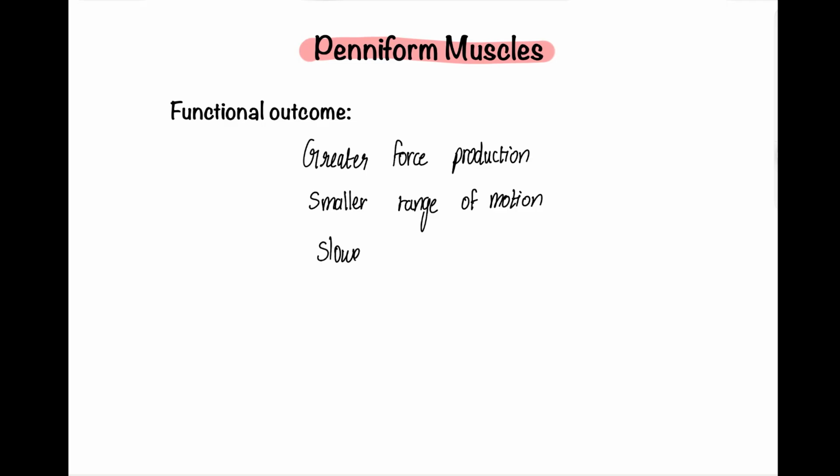So, the functional outcome of a pennatiform fiber arrangement is greater force production, smaller range of motion, and slower contraction speed. That's why your calf muscles can push your entire body weight during walking. They are designed for power.